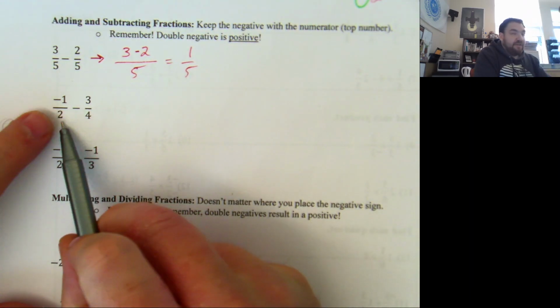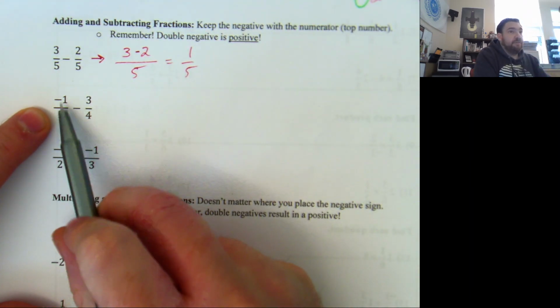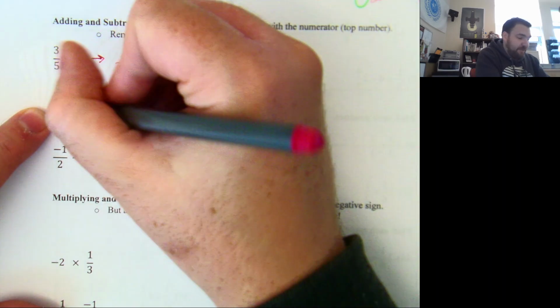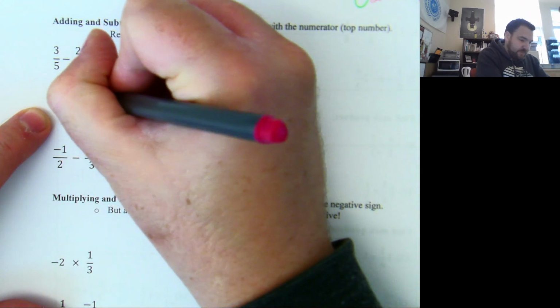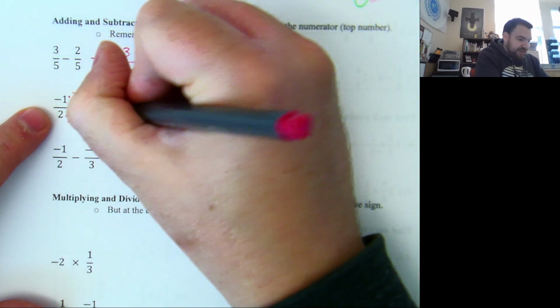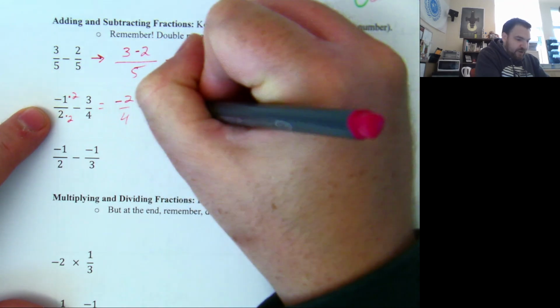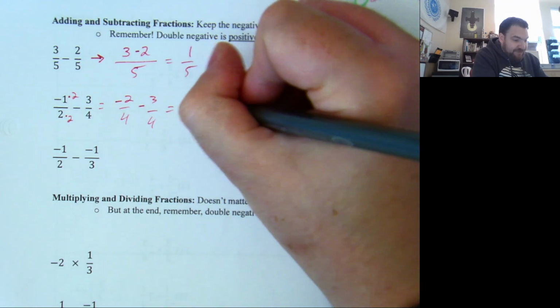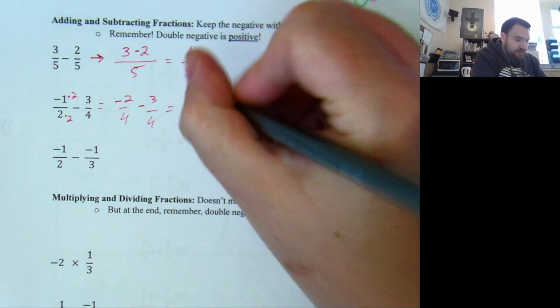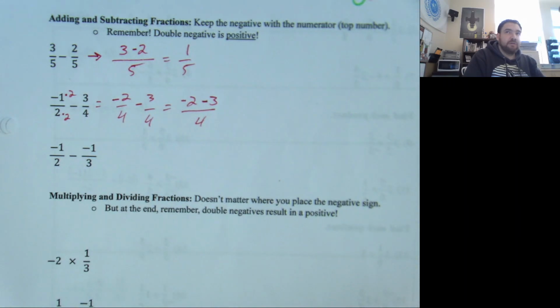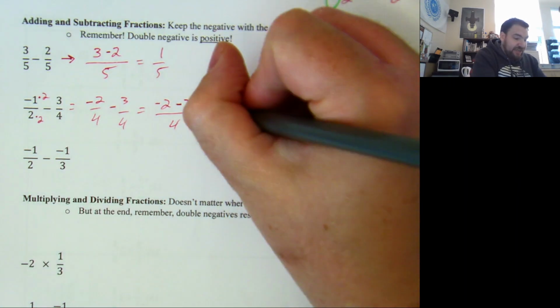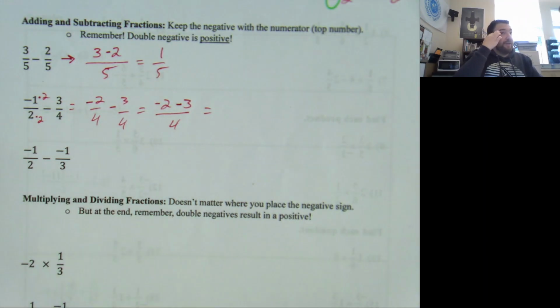So to make this fraction go into 4, I'm going to multiply the top and bottom by 2. So my question is then going to become -2 over 4 minus 3 over 4. So that thing is going to become -2 minus 3 all over 4. And I treat the numerator the same way we've been treating numerators.